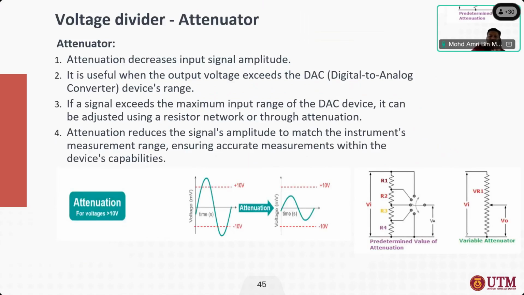Okay, so the next thing, or the opposite function of amplification, we have what is called the attenuator. So attenuator basically decreases the input signal amplitude, or we decrease the gain. So this means that in this application, the gain for the attenuator must be less than 1. Okay. So it is very useful, as an example, where you remember our ADC, analog to digital converter.